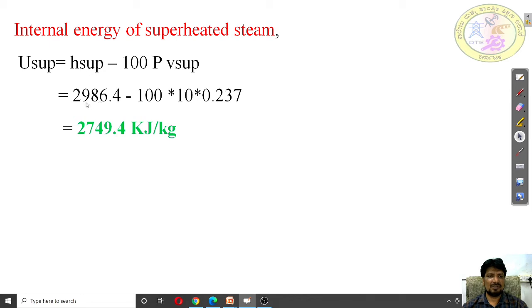We know the 2986.4, just now we calculated, minus 100. P is 10 bar, and V of superheated. So how did we get this value?